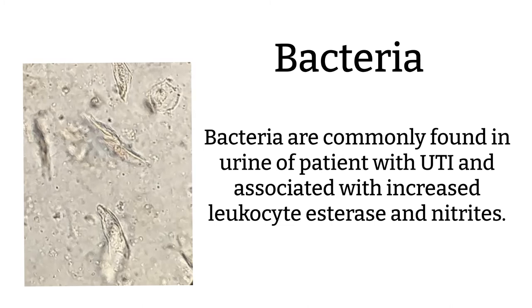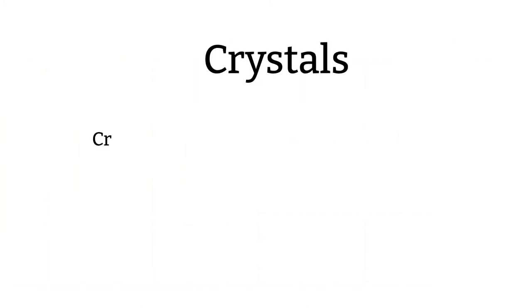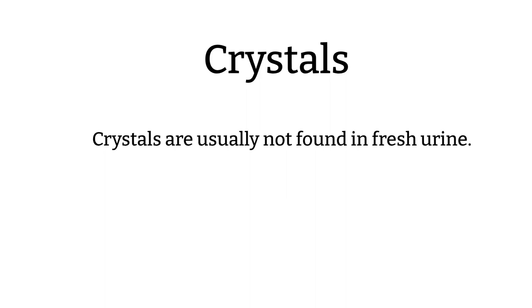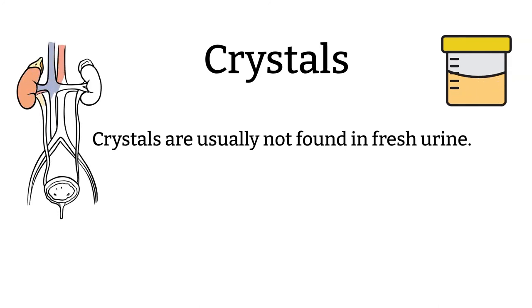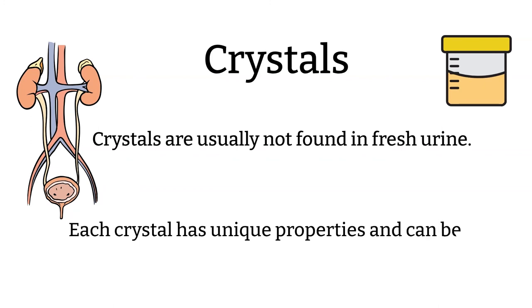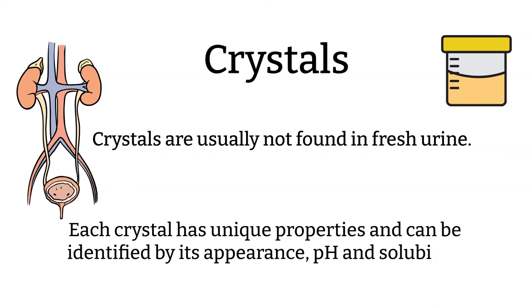Crystals. Crystals are usually not found in fresh urine. The formation of crystals depends on the concentrations of ions and molecules and on pH. In some cases, crystals can form in the kidney and urinary tract and result in stones. Many of the crystals are non-pathologic and insignificant, except in cases like metabolic disorders and medication regimens. Each crystal has unique properties and can be identified by its appearance, pH, and solubility.